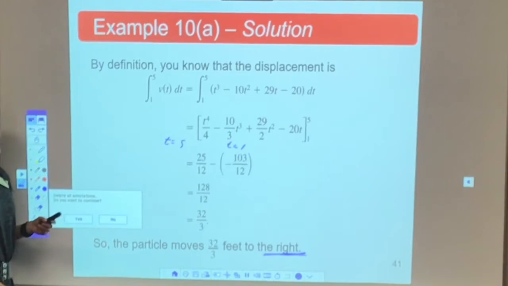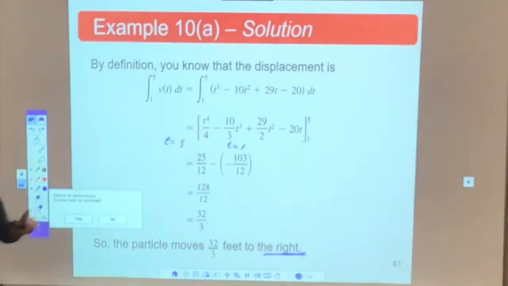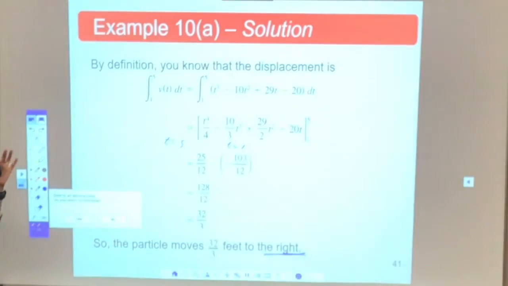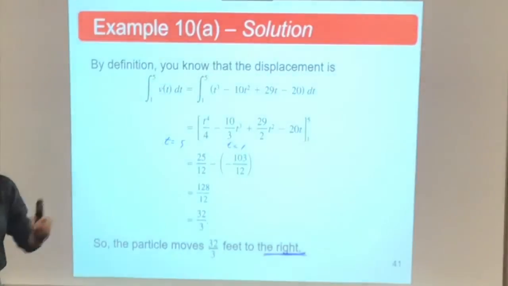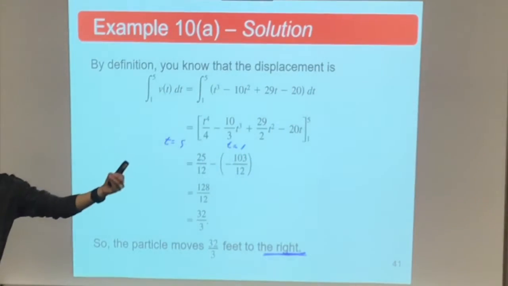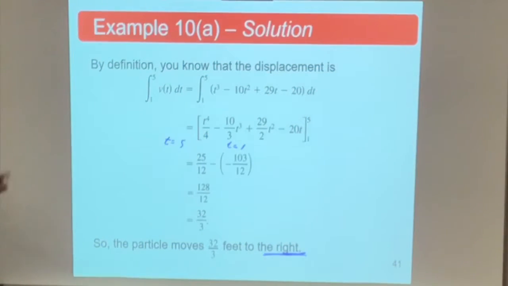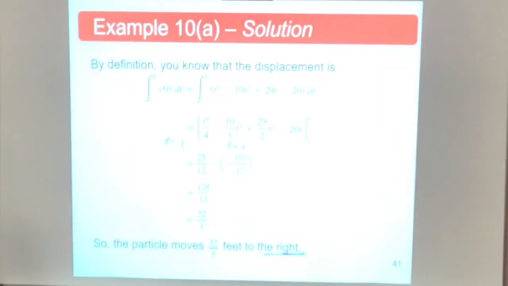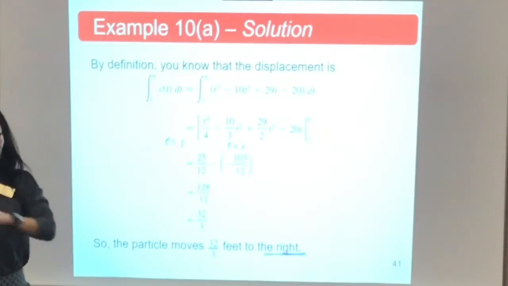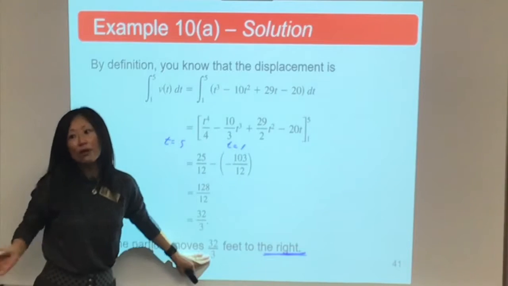So this is a displacement. Displacement will give you which direction you're going. Total distance doesn't give you which direction you're going. It's just giving you the entire distance you travel. Do you see the difference, class? Displacement will give you which direction you are in. You went to many different places, but you end up moving only this much to the right.